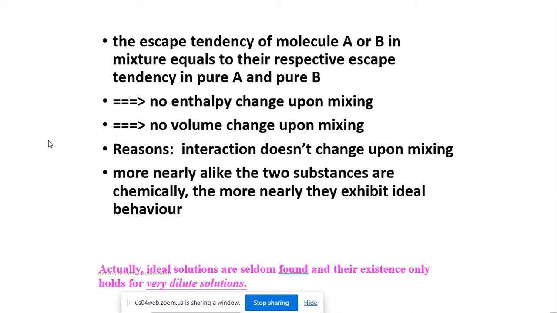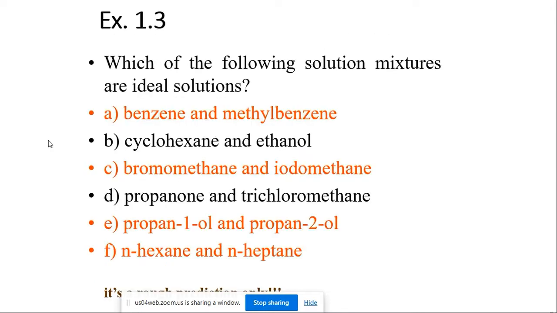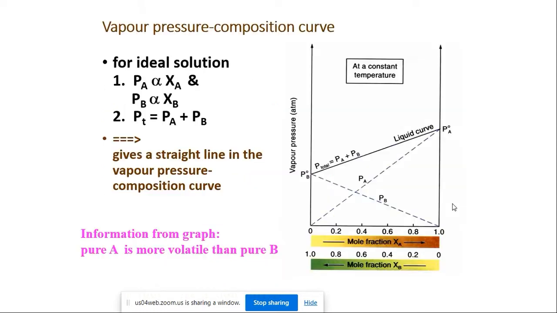So the reason is that interaction doesn't change upon mixing. The more nearly alike two substances are chemically, the more nearly they exhibit ideal behavior, right? That is why we call it an ideal solution. Which of the following mixtures are ideal solutions? As an example, benzene and methyl benzene are ideal. Cyclohexane and ethanol is not ideal. Likewise, you can identify whether mixtures are ideal or not. But if you want to do these kinds of calculations, you have to select ideal solutions, right?